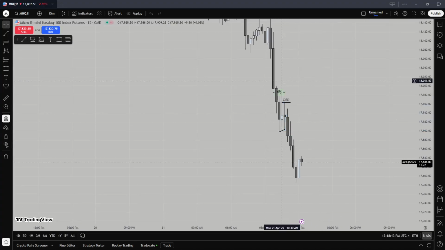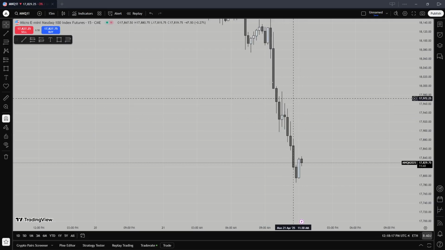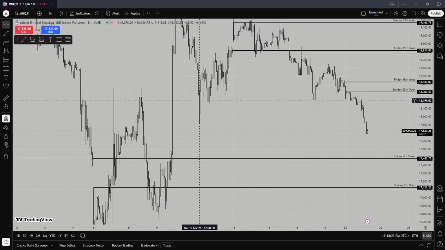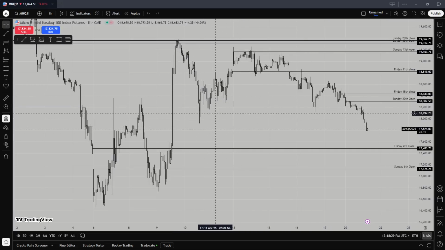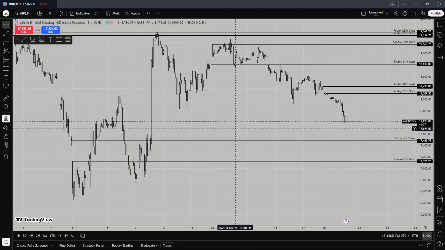I'm not the biggest fan. Like, at this point, we've just kind of dumped, right? Like on the hourly, everything's gone. We're in this huge imbalance. We already tapped 50% of it a long time ago, like up here, obviously. We swept all this LRLR. There's nothing more for us below.